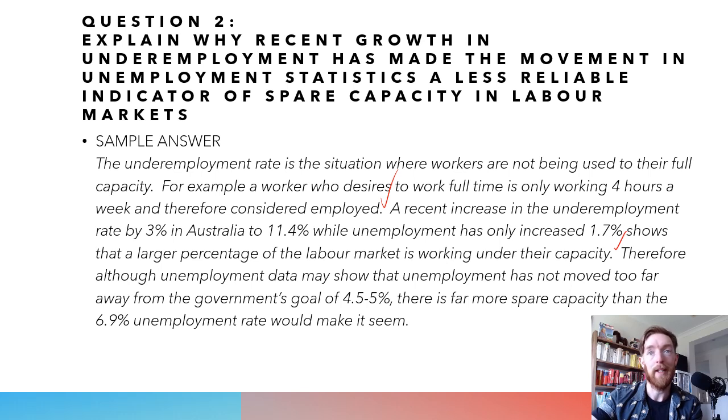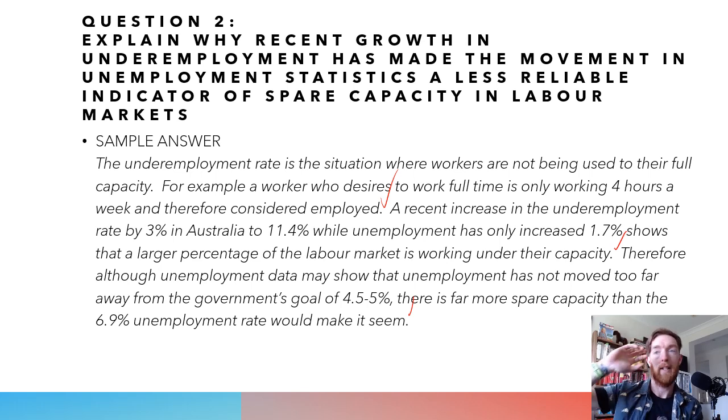Therefore, although unemployment data may show that the unemployment rate has not moved too far away from the government's goal of 4.5 to 5%, there is far more spare capacity than the 6.9% unemployment rate would make it seem. And so that's showing that it's less reliable of an indicator. You probably say at the end there, therefore it's a less reliable indicator because of this.